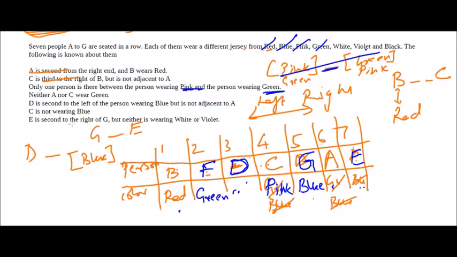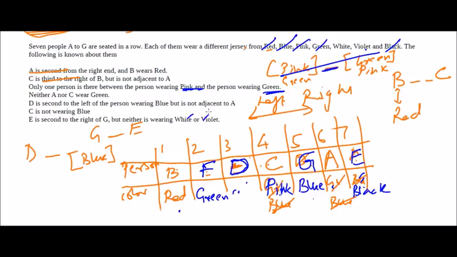E cannot wear white or violet. E cannot wear white, E cannot wear violet. So E has to be black. So this is done. You have white and violet.